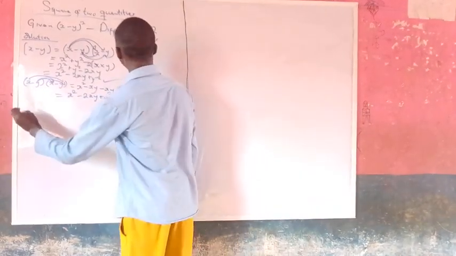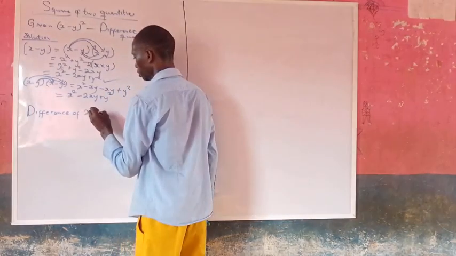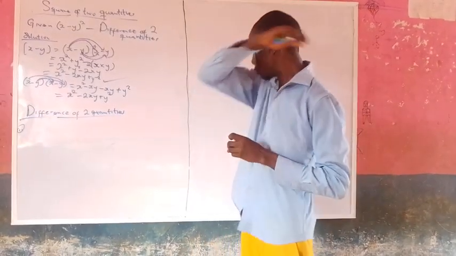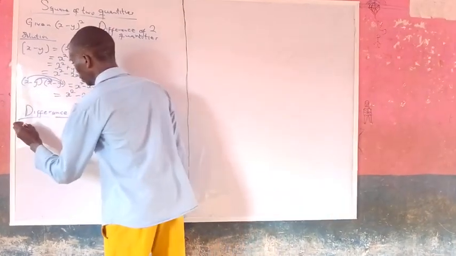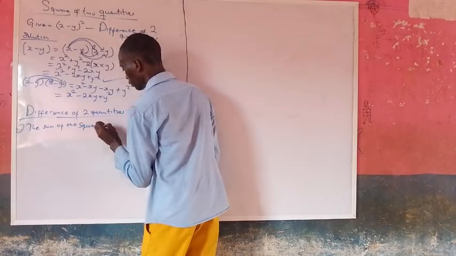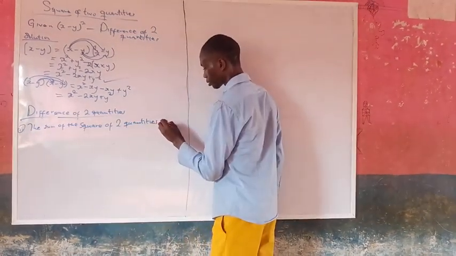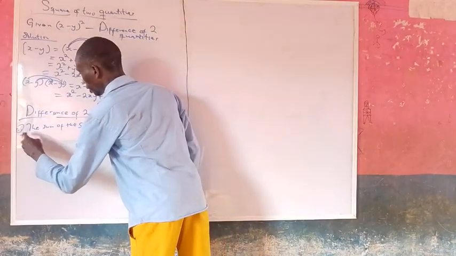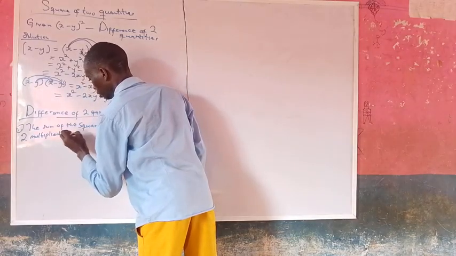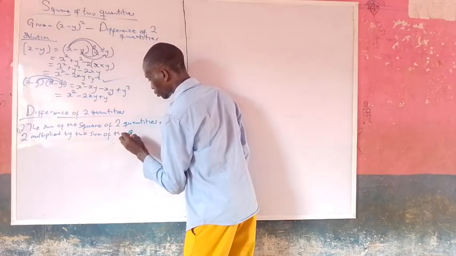So the procedure for this difference of two quantities, look at it now. These are the steps I followed. The first one is the sum of the square of the two quantities, minus 2 multiplied by the sum of the two quantities.